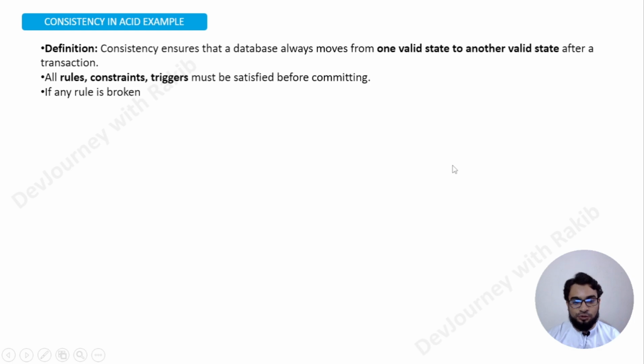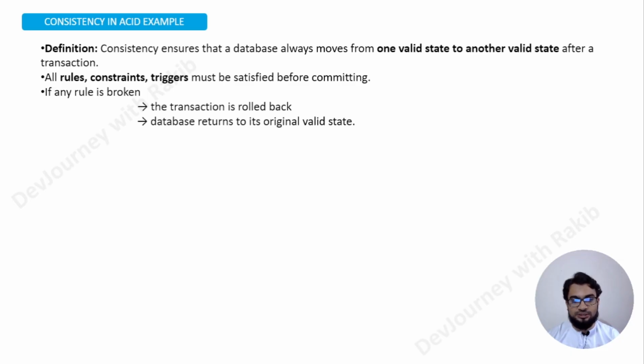Consistency ensures that a database always moves from one valid state to another valid state after a transaction. All rules, constraints, and triggers must be satisfied before committing. If any rule is broken, the transaction is rolled back. The database returns to its original valid state.